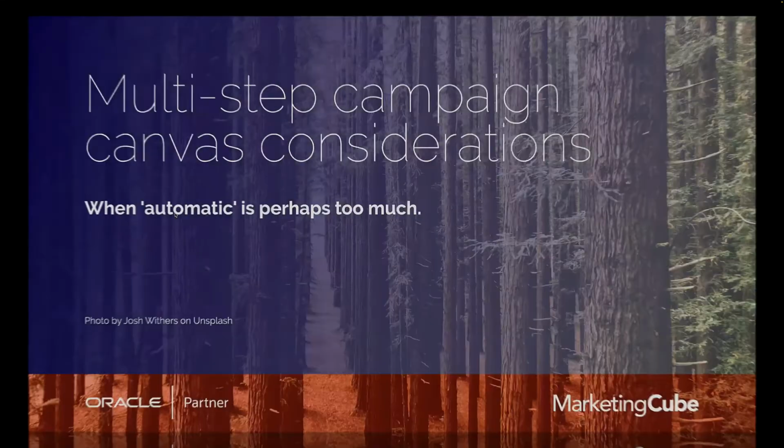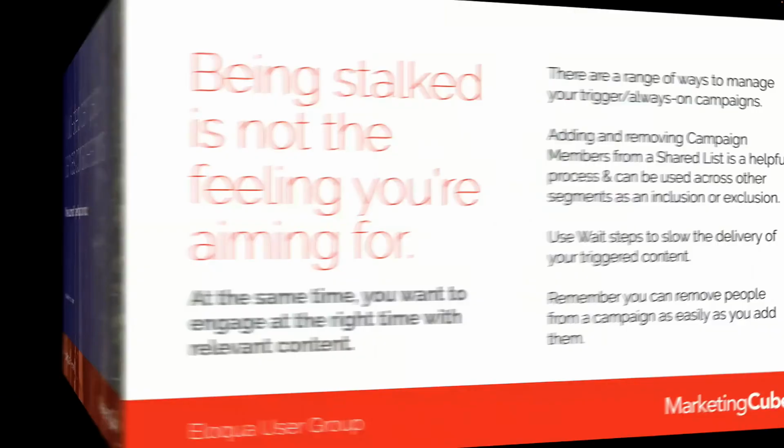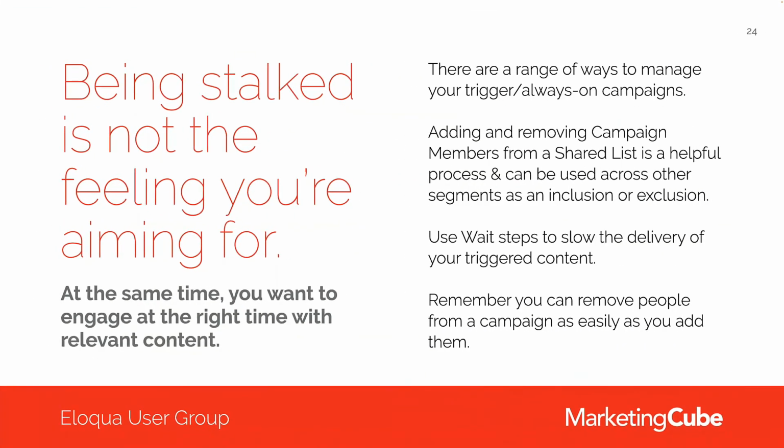Okay, so multi-step campaign canvas considerations. When is automatic too much? Being stalked is typically not the feeling you're aiming for. We've all had that experience where we talk about something at home and Siri or someone's listening in the background, and then all of a sudden there's an advertisement appearing on your mobile phone. I'm still not clear whether or not that's real or if it's imaginary. However, it does leave people feeling like they're being stalked digitally a little bit. So that's not the objective we're looking for.